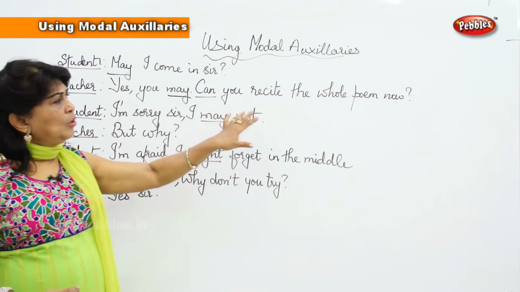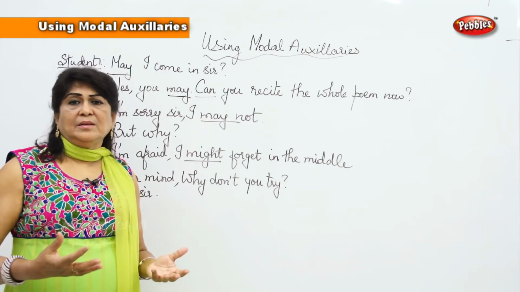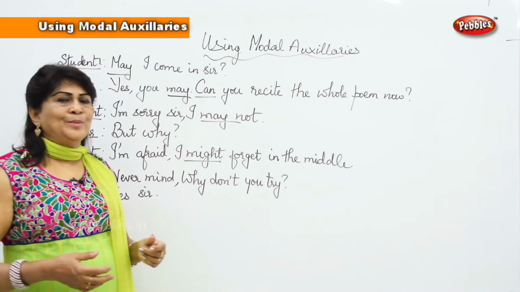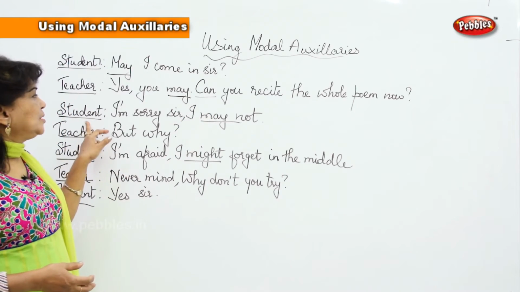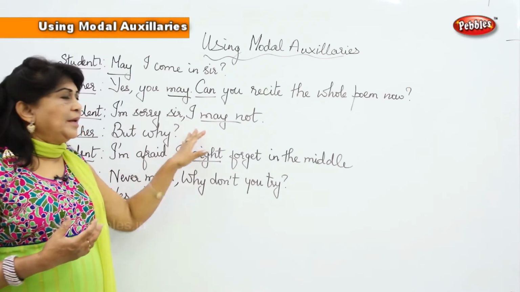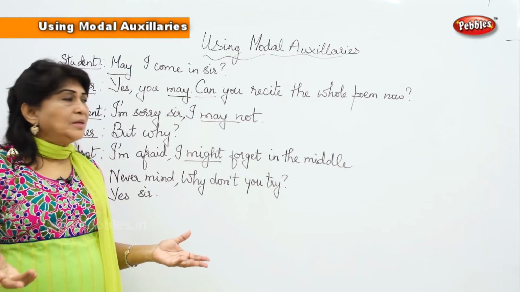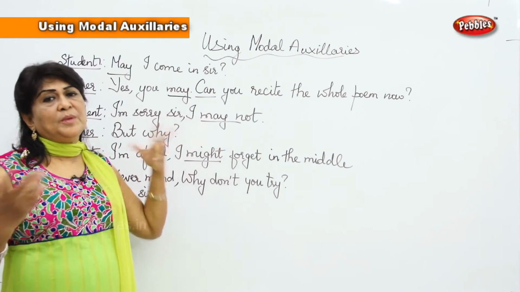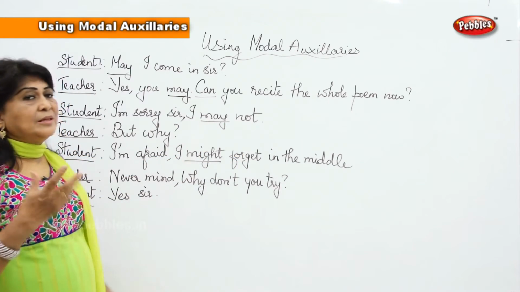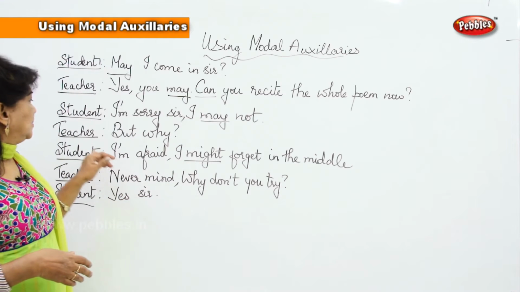Can you recite the whole poem now? Here he talks about the ability, whether the student is able or capable enough to recite the whole poem then. But the student says, I am sorry, sir, I may not. So here again the student says the ability, I may not be able to. That is what it means, isn't it? So talks about ability here. Look at the different ways and means where we use all these auxiliaries.